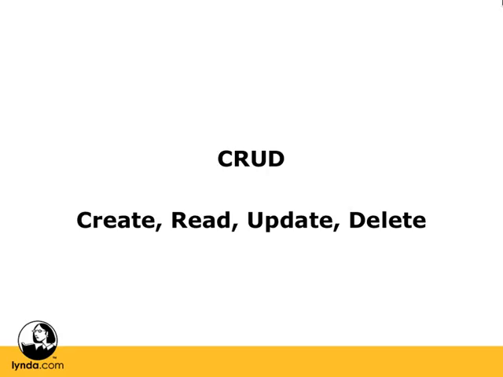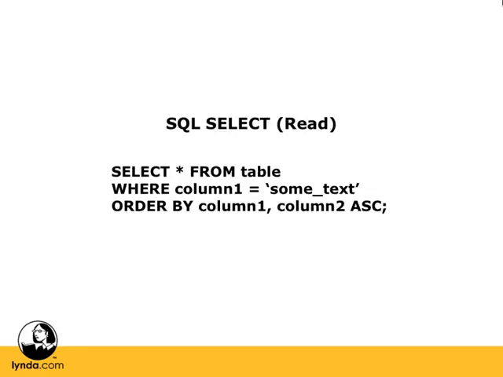We create records in the database, we read records back from the database, we update a record in the database with new information, or we delete it completely. And those are the four basic things that we're going to be learning how to do: create, read, update, and delete. Let's take a look at the first one now. I'm not going to go with create. I'm going to start with read. And that is an SQL select statement or SQL select.